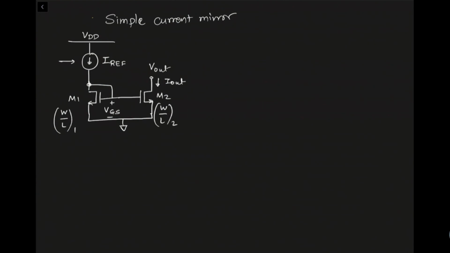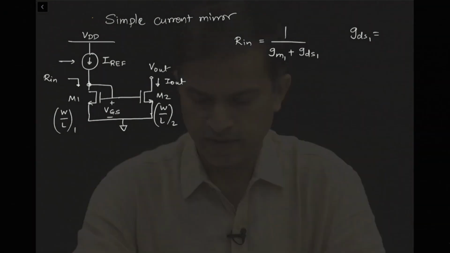Okay, so let's figure out how this current mirror fares in terms of all the different parameters that we just talked about earlier. The first thing: what is the R input, which is R in over here? You can tell by inspection that R in is going to be equal to 1 divided by GM1 of the transistor plus GDS1 of the transistor. Here again, GDS is the drain-to-source conductance in the saturation region, which is the reciprocal of RO.